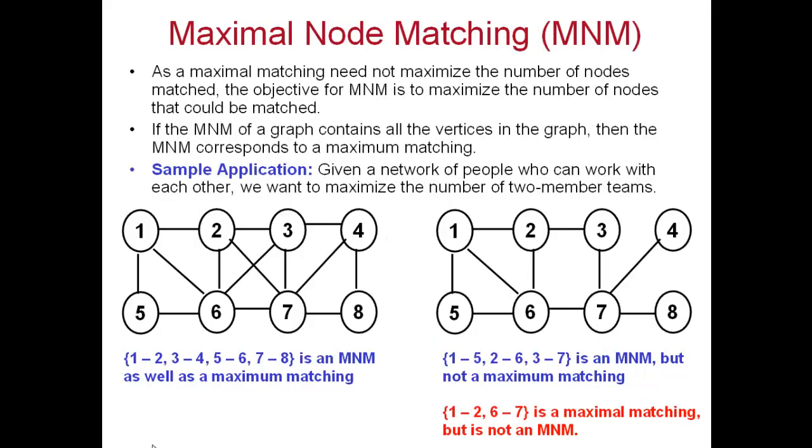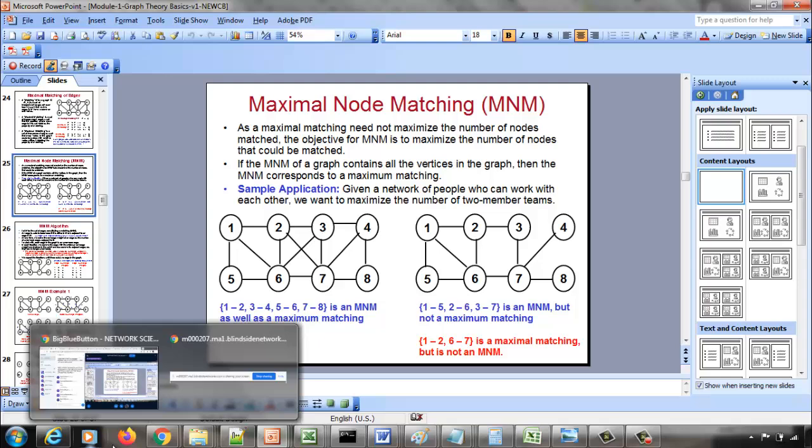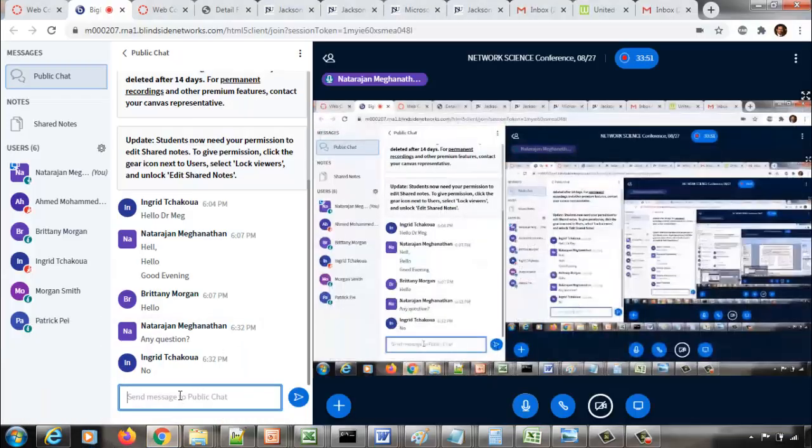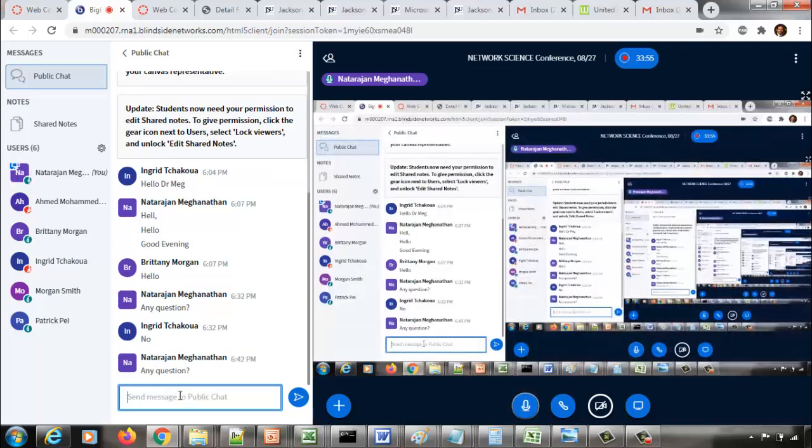Okay, so is this terminology clear before we proceed? Any question? Okay, so let me see.